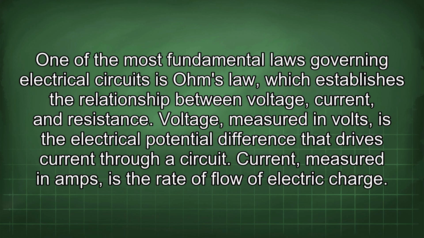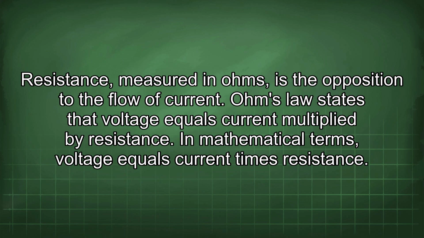One of the most fundamental laws governing electrical circuits is Ohm's law, which establishes the relationship between voltage, current, and resistance. Voltage, measured in volts, is the electrical potential difference that drives current through a circuit. Current, measured in amps, is the rate of flow of electric charge. Resistance, measured in ohms, is the opposition to the flow of current.